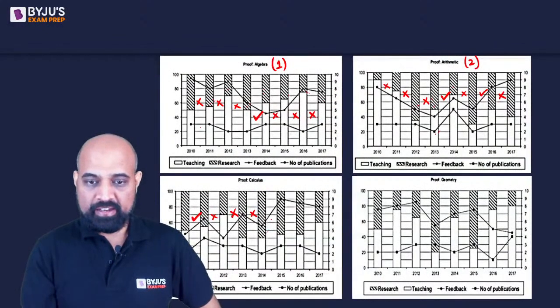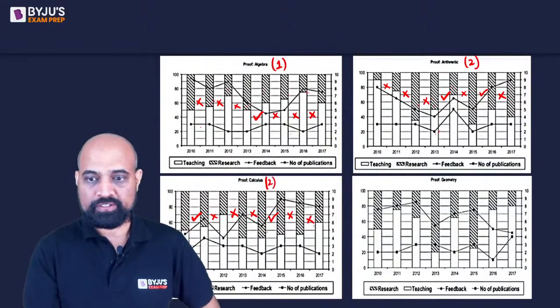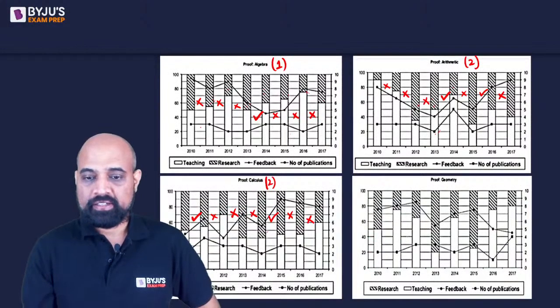Effort decreased, feedback increased, can't take this. Here it stayed the same, so we can't take it here. So we have another 2 over here, right? Let's look at Geometry professor.